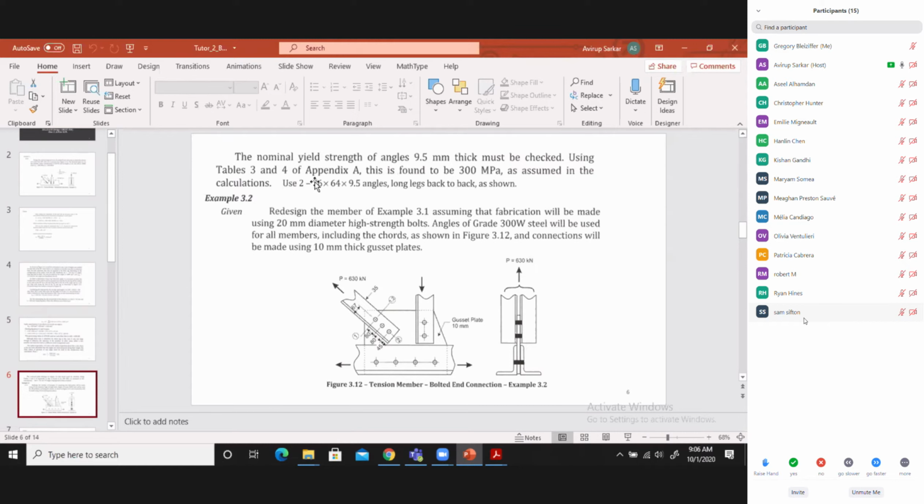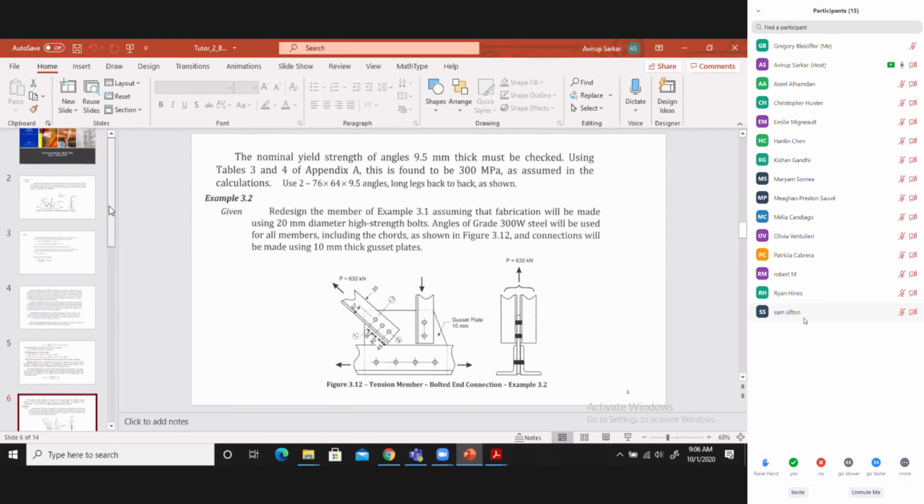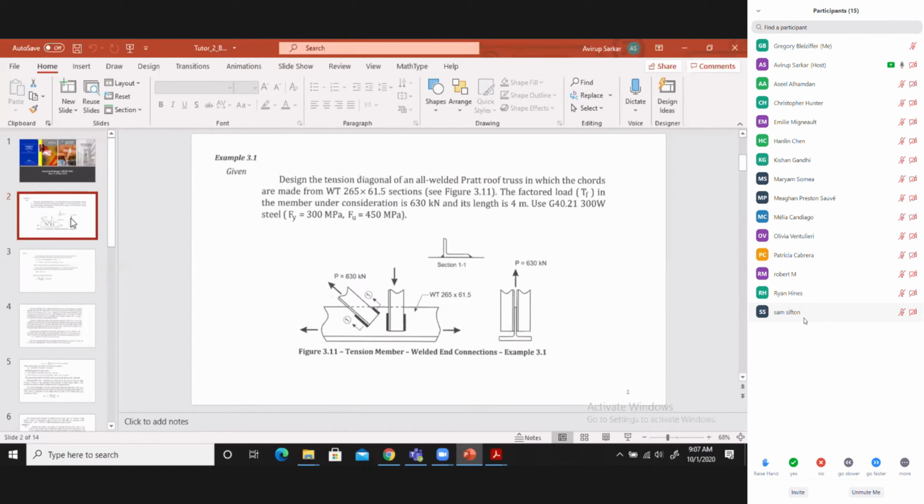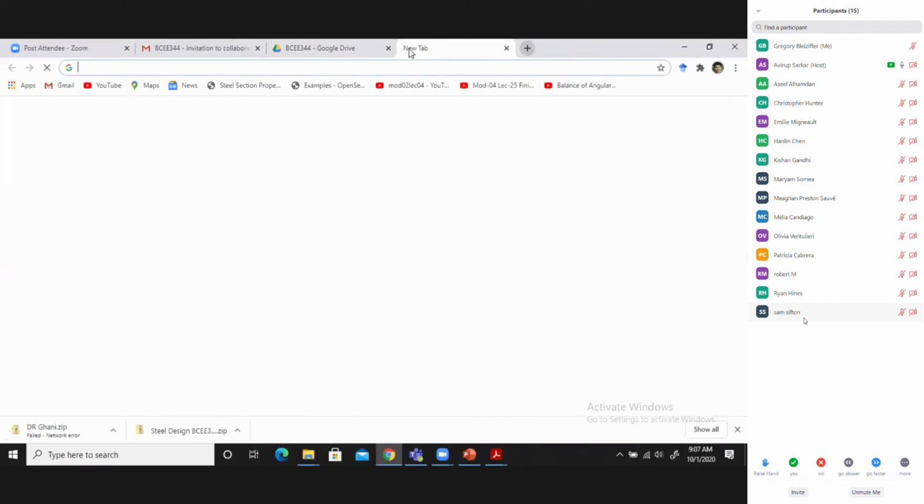So the selection of 76 cross 64 cross 9.5 angles, long legs back to back, is okay in this case. We have gone through the problem of welded connections, the same thing which we had covered in the previous class for bolted connections. So I will just repeat and go through this once more, so that no more doubts are there. Just one more thing.